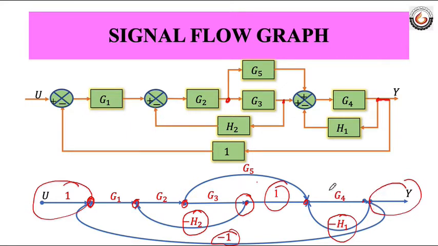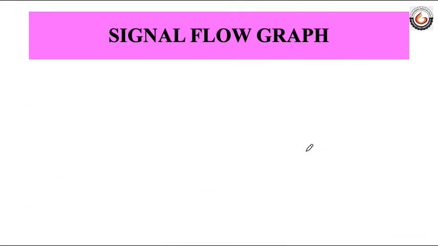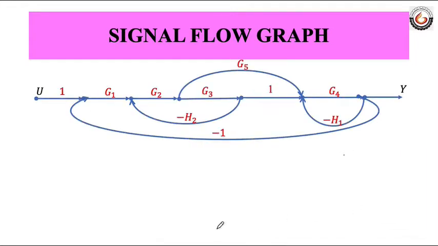So now this is how the signal flow graph looks like, and now what we will do is apply Mason's gain formula and try to derive the transfer function. To begin with, what are the forward paths? One clear forward path from u to y is this one. This is my one clear forward path.